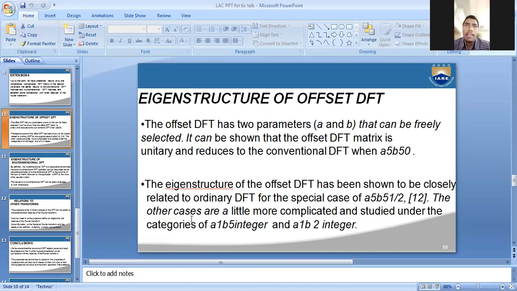The other cases are a little more complicated and studied under the categories of A integer and B non-integer, and A non-integer and B integer. Means eigenstructures or eigenvectors of the offset DFT are the same. The offset DFT has two parameters A and B that can be freely selected. It can be shown that the offset DFT matrix is unitary and reduces to the conventional DFT when A and B are zero. And next we move on to the next slide.